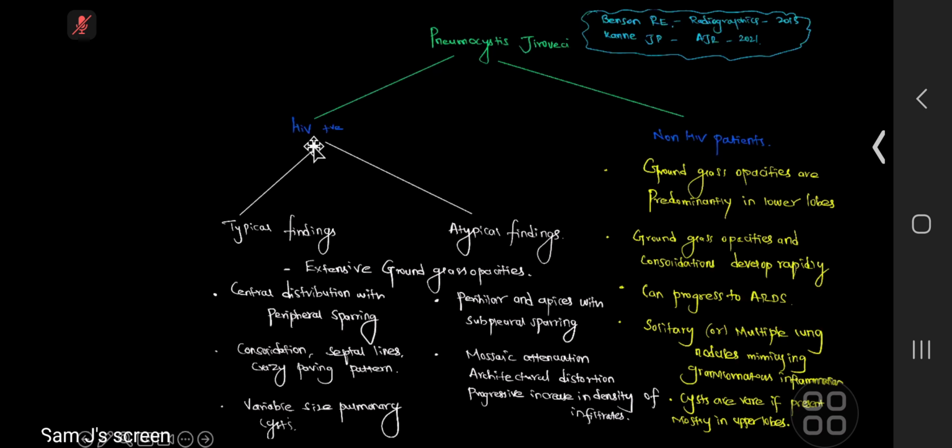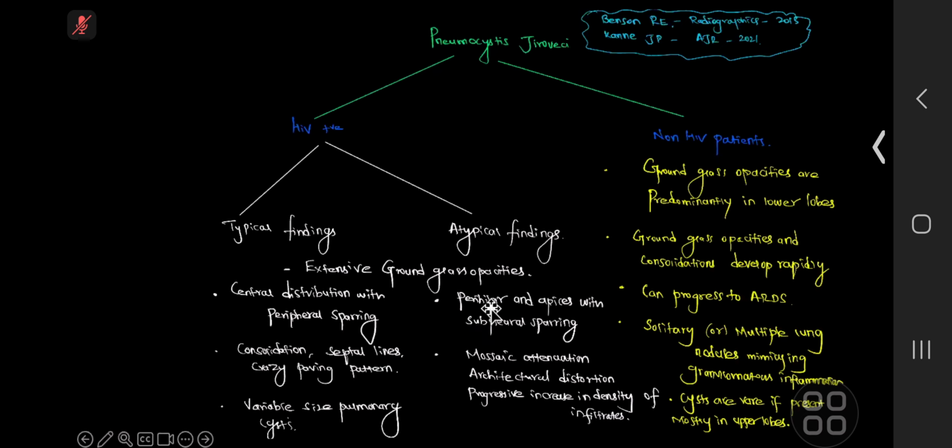Moving on to the immunocompromised patients, you will have typical findings and atypical findings. Ground glass opacities are common in both. In typical, you will have central distribution with peripheral sparing. That is what our case is. But there is developing consolidation. We saw septal lines and crazy paving pattern. And you'll also see variable sized pulmonary cysts.